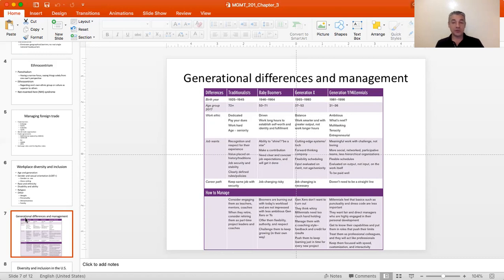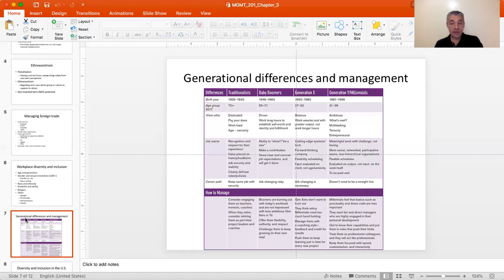So here we talk about generations such as the traditionalists. Those are people born between 1925 and 1945. Sometimes they are also called the silent generation. You have baby boomers, people born between 1946 and 1964.